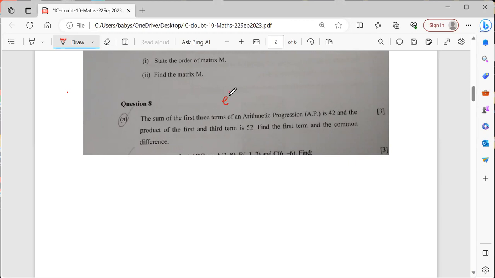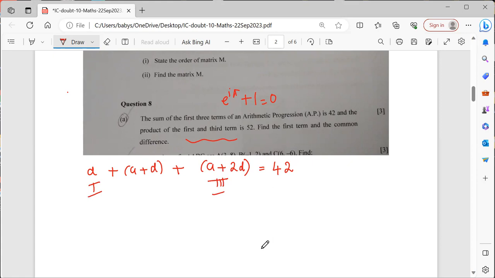Okay, the sum of the first three terms of an arithmetic progression is 42. So, A is the first term. Second term is A plus D, and the third term is A plus 2D. So, the sum of the first three terms is 42. And the product of the first and the third term is 52. That is A into A plus 2D is equal to 52.